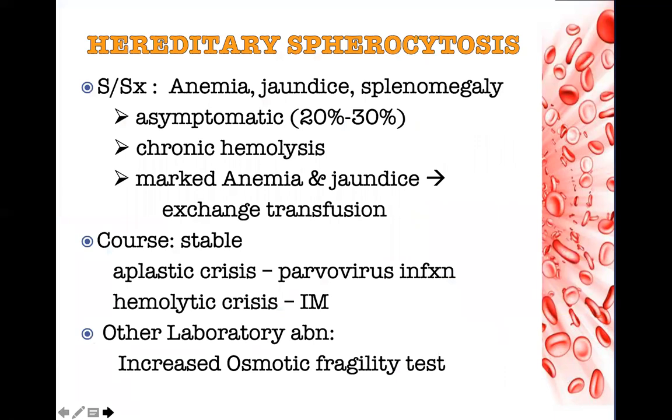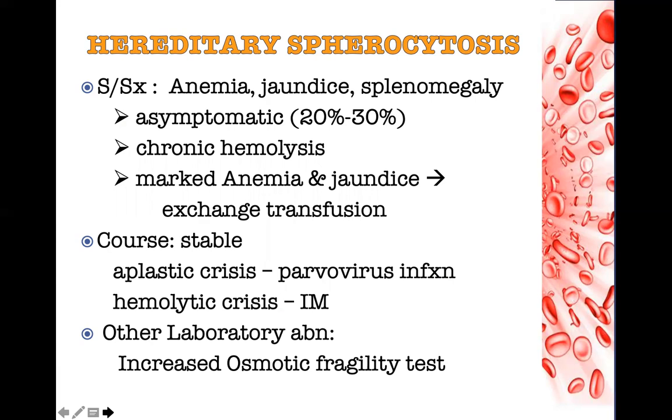It presents with anemia, jaundice, and splenomegaly. Around 20 to 30% of patients with HS would be asymptomatic, but most would present with chronic hemolysis, which is presented with marked anemia and jaundice, and some people may even need exchange transfusion.